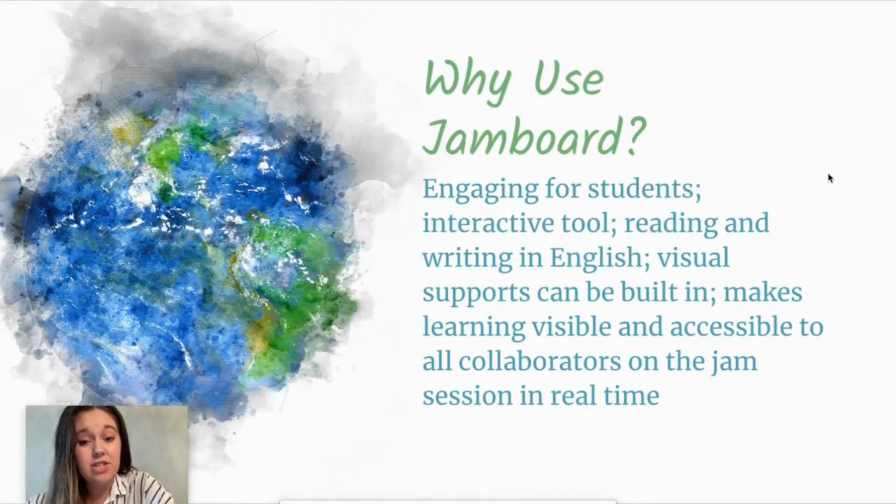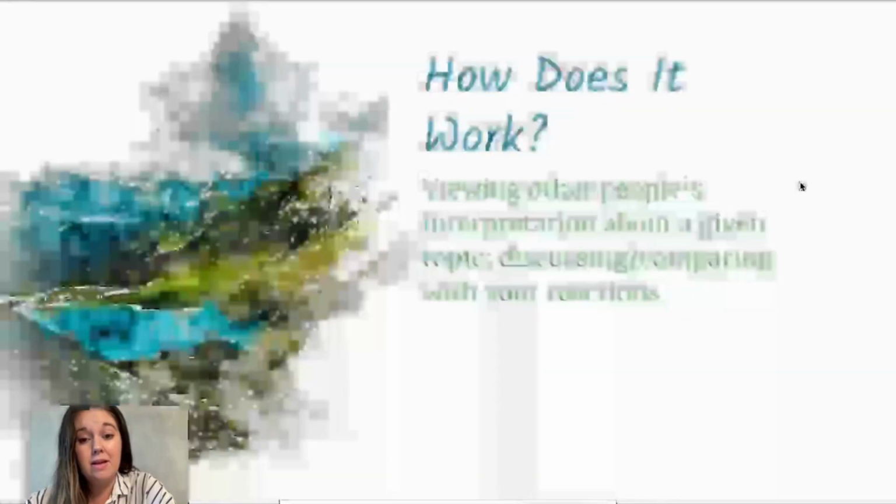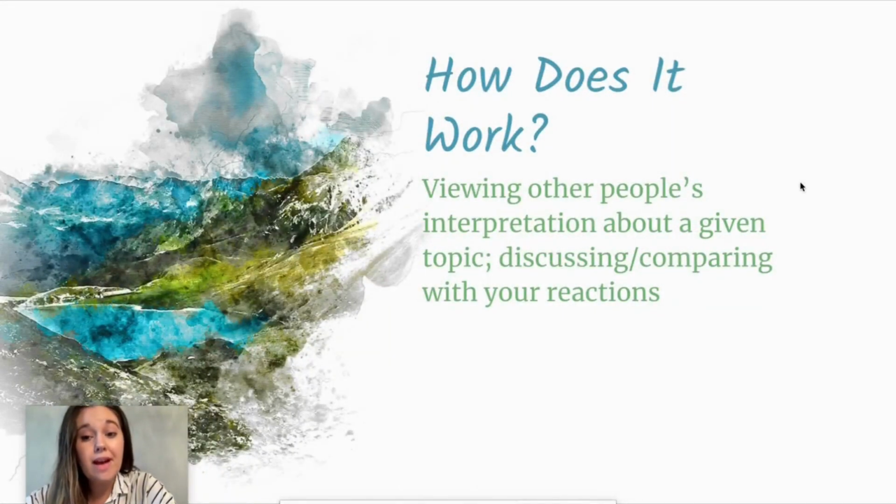Jamboard is an engaging tool that is interactive for students to use. It's going to provide extra opportunities for reading and writing in English for those multilingual learners, and visual supports can be built in. It makes learning visible and accessible to all collaborators on a jam session in real time. So how does it work? Viewing other people's interpretation about a given topic is this huge important thing that you can gain by doing a gallery walk on Jamboard. It also allows students to discuss and compare with each other, comparing that to their own reactions as well.